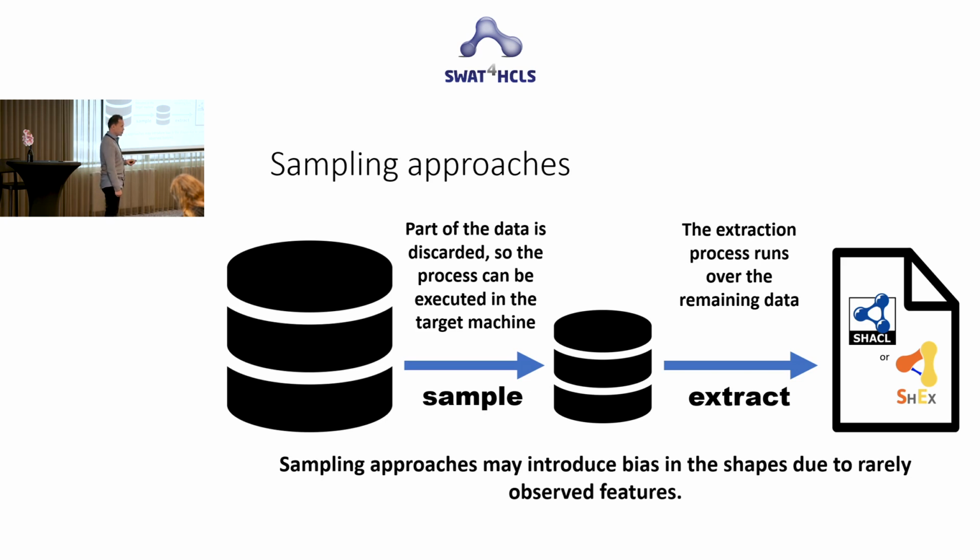But this approach also has drawbacks, because sampling may introduce bias in the shape due to rarely observed features. If we get sampled properly, it's good for extracting a good shape, but the frequency of some RDF data or some shapes can be dropped because the sample drops some of the RDF data. So it's a drawback.